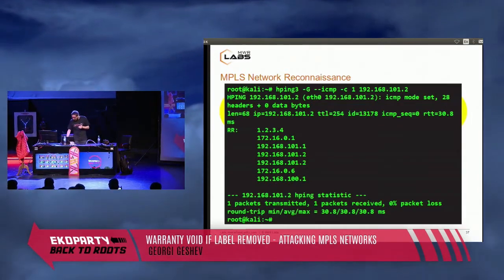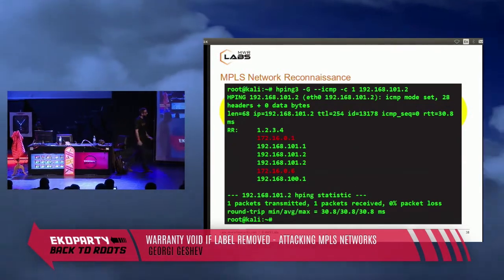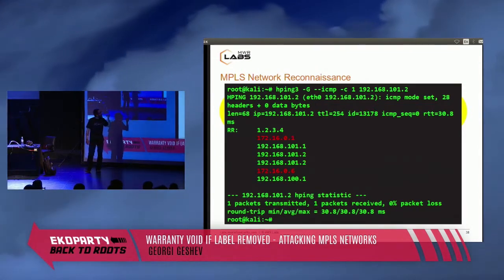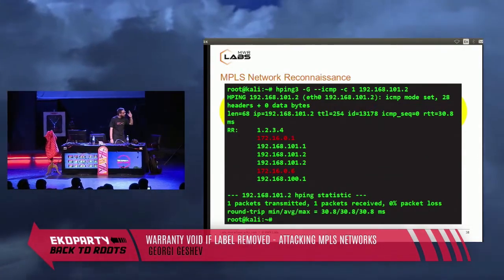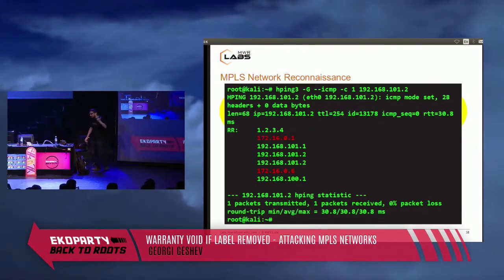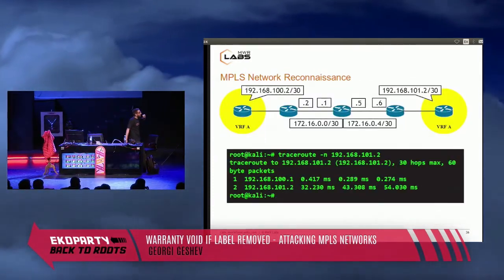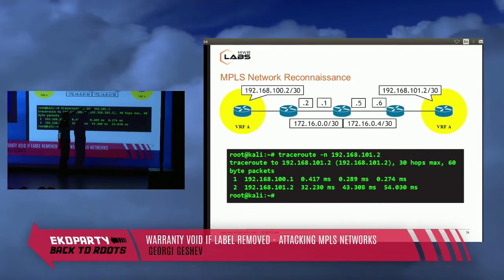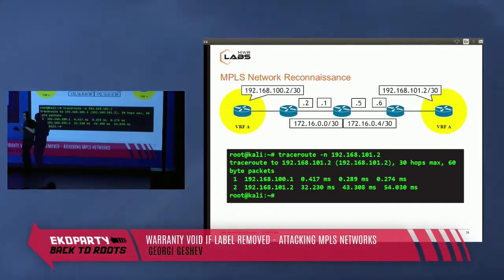And here's some magic. So basically, if we send an ICMP echo request to the far end of the VRF, but using what is called IP record route, something that most of the people know about, we can get a response back. In this response, we have 2 IP addresses that I haven't seen before. And I wonder, what are these addresses? Now, when we look at the network, we see that we get 172.16.0.6 and 172.16.0.1.